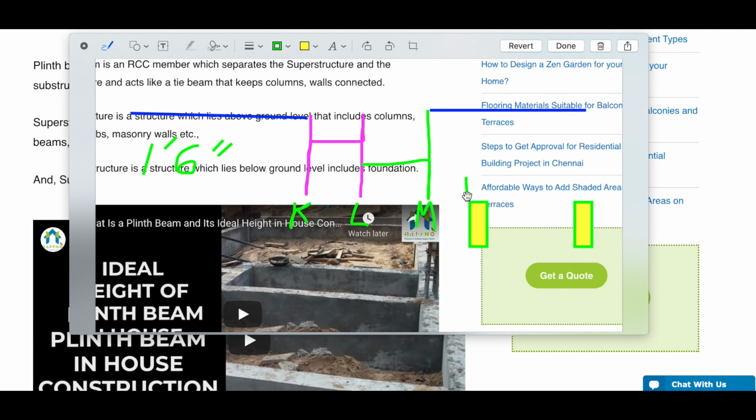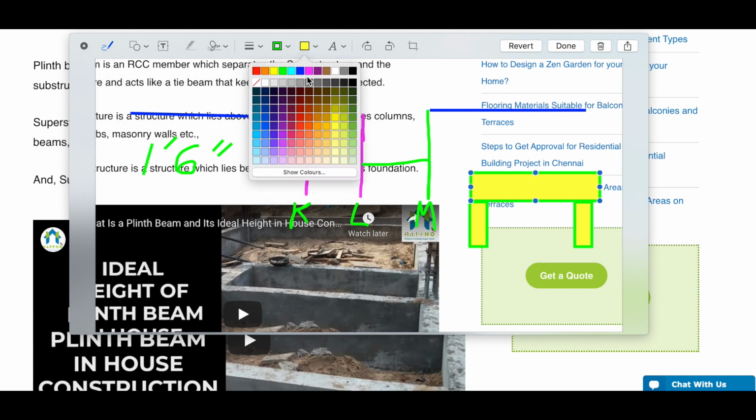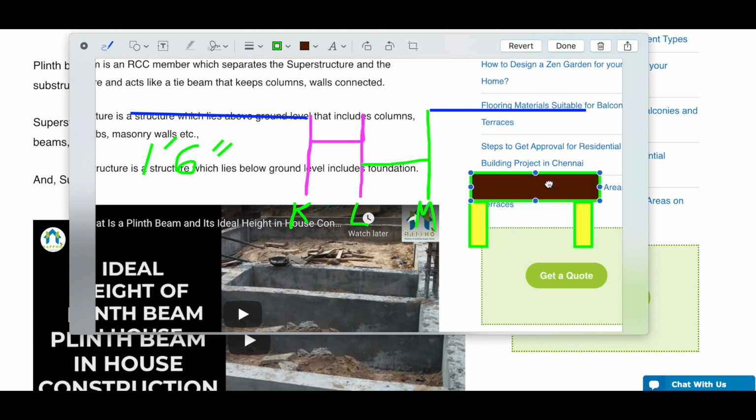And then on top of that sits this other beam there. Let's change the color of that one. It sits on top of it like that.